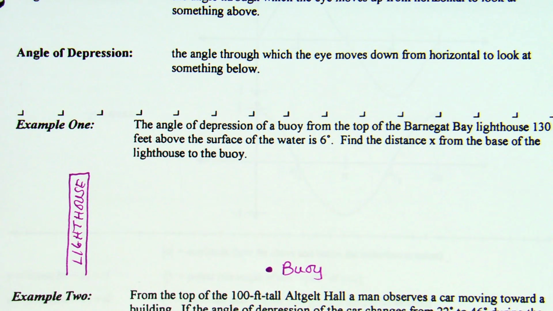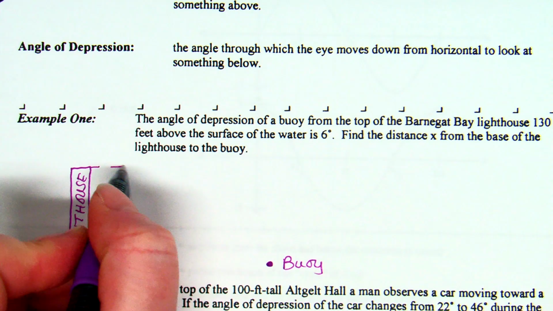Angle of depression of a buoy from the top of the Barnegat Bay Lighthouse. Notice 130 feet above the surface of the water, so that 130 feet is the height of the lighthouse. And then angle of depression: here's the horizontal I'm comparing with. My angle of depression is in relation from the horizontal down to my line of sight. My line of sight is that diagonal I just drew. So realize, where is that angle of depression?